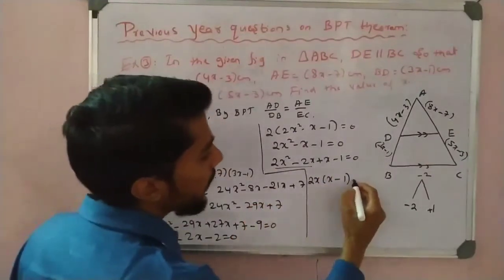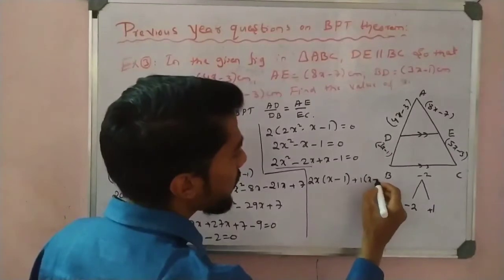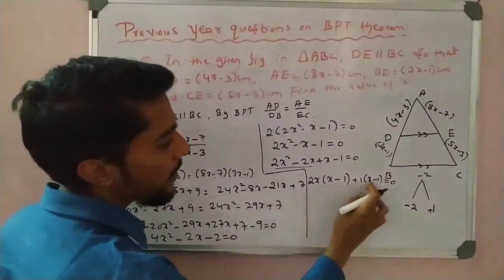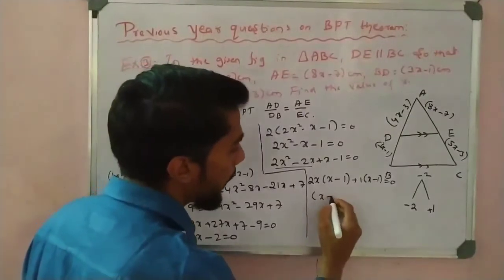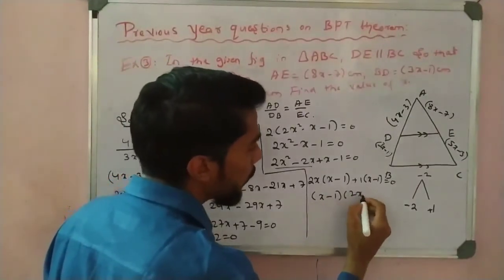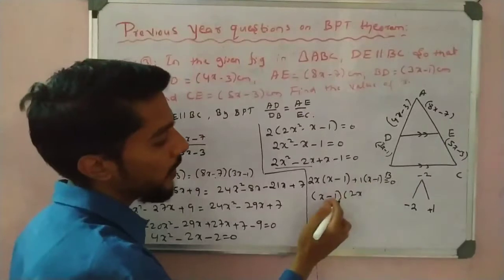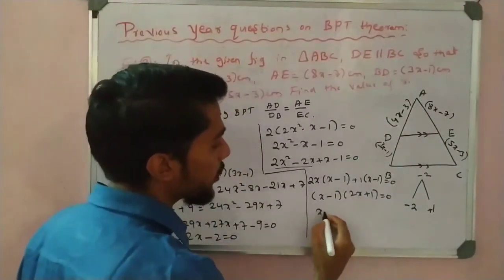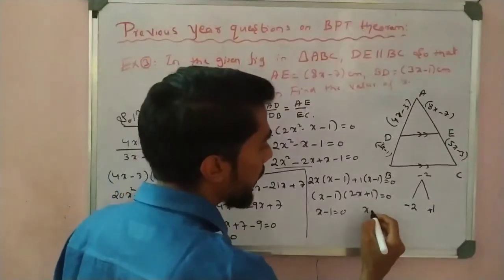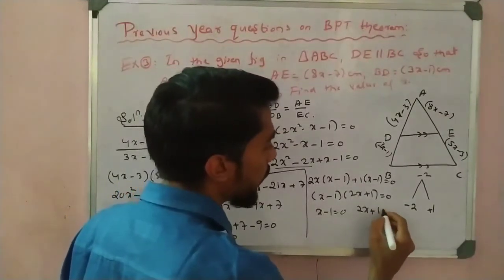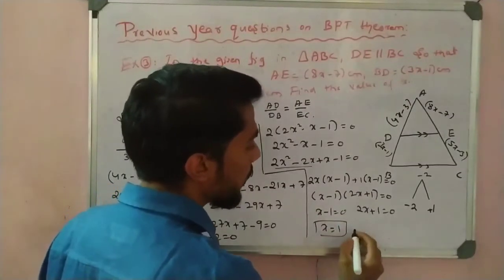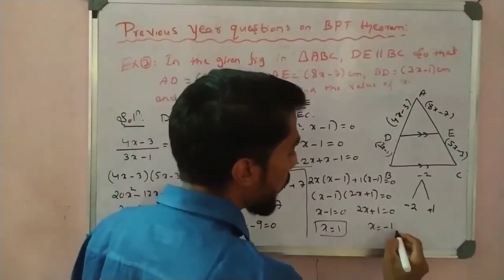Correct? Now here, I can make 1 common, means it is x minus 1. Okay, right? So let us see, the brackets are same. So it is like that: x minus 1 into, because x minus 1 is double, write one time, and 2x plus 1 equal to 0. So x minus 1 equal to 0 and 2x plus 1 equal to 0. So how much is it? x is equal to 1, and then x is equal to minus 1 by 2.